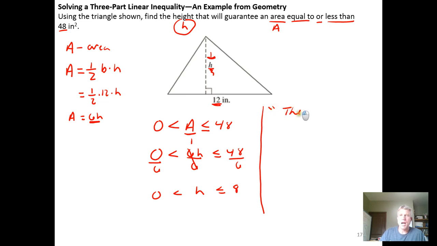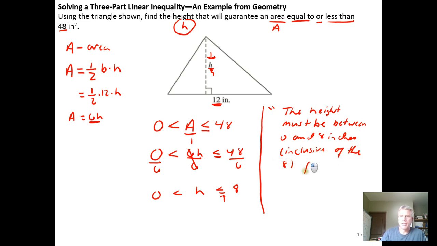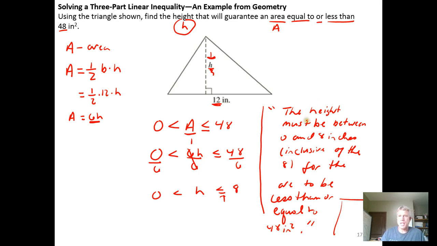I'm going to say the height must be between 0 and 8, and we're measuring in inches, and the 8 inches is inclusive because you get to include the 8 because of the less than or equal to symbol, inclusive of the 8, for the area to be less than or equal to 48 square inches. So there's the answer in a complete sentence.